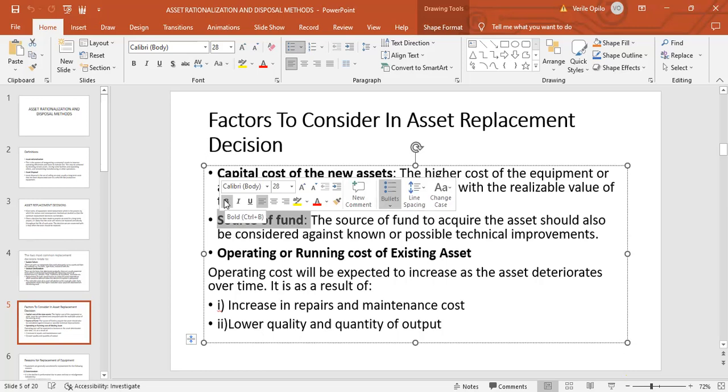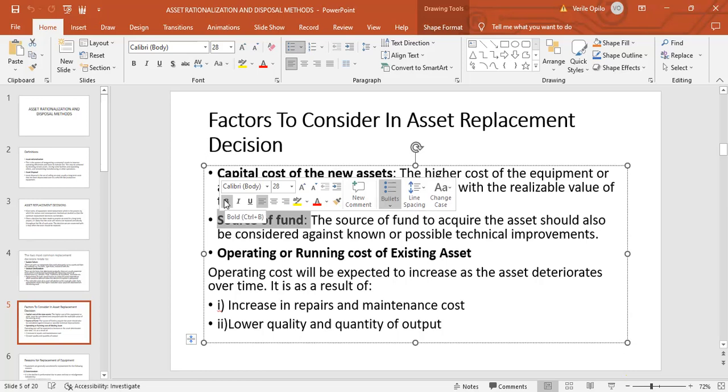Where are you going to get these funds? Are you going to get a loan? Are you going to lease the asset? Are you going to do hire purchase for the asset? So those factors need to be considered greatly when it comes to asset replacement.